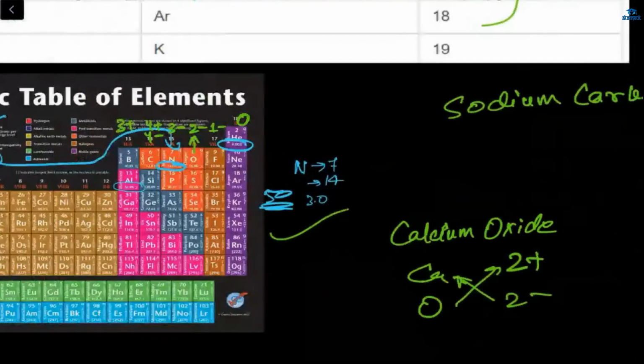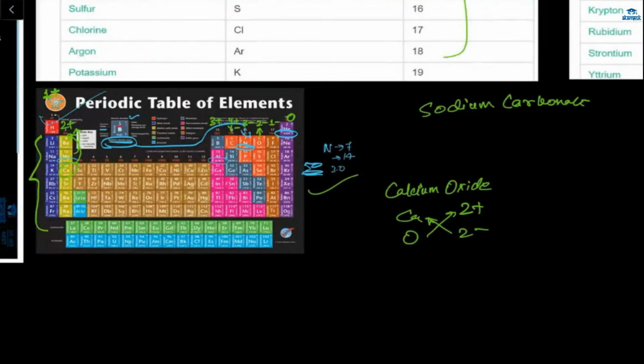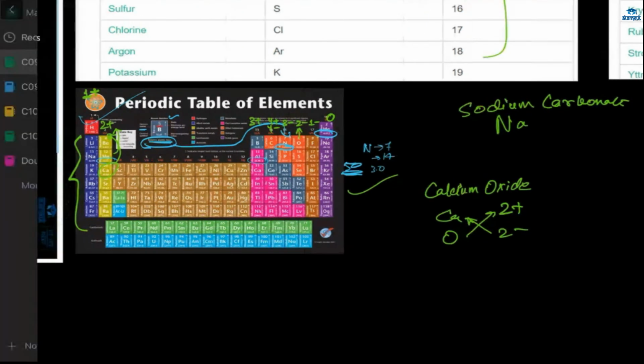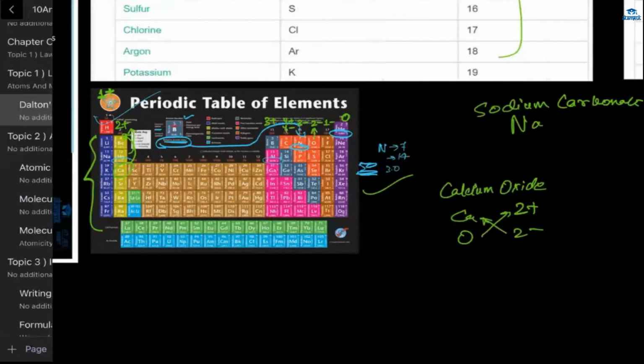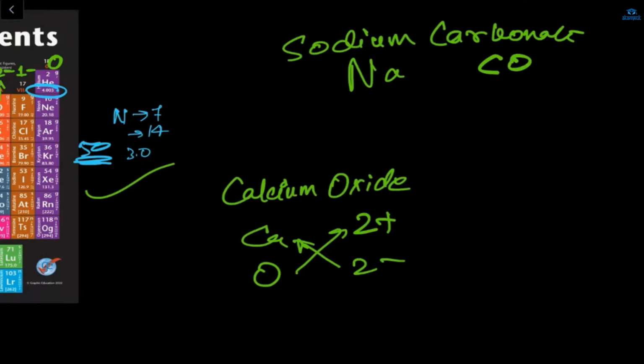So see here, this is sodium and carbonate. Sodium is Na. Carbonate is what? Carbon, carbon. Wait, carbonate. Tell me. Don't remember? See, carbonate is CO3, right? Carbonate is CO3.